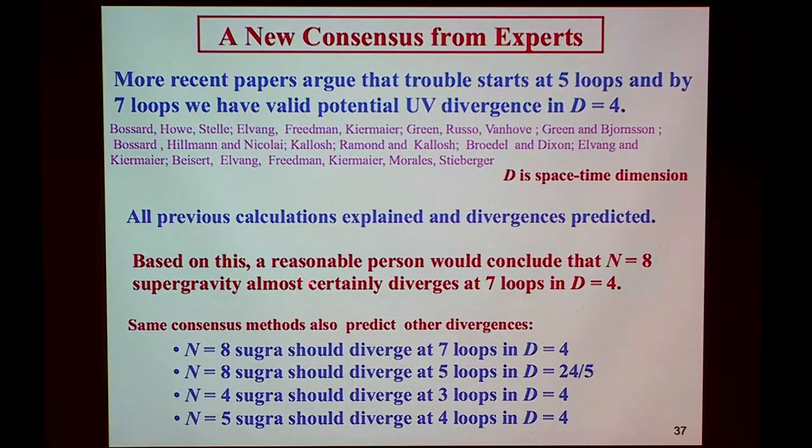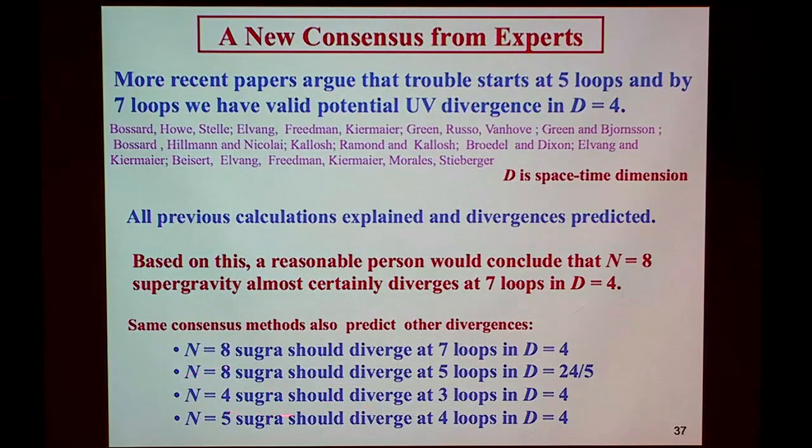Now, a reasonable person would conclude that N equals 8 supergravity almost certainly diverges at 7 loops in 4 dimensions. So D is the space-time dimension. When I say 4 dimensions, I mean space and time. In fact, these people did a lot of work and looked at different theories. N equals 8 supergravity should diverge in 4 dimensions. N equals 8 supergravity should diverge at 5 loops in 24/5 dimensions. Don't worry about that. We're theorists. We can work in any dimension we please, even dimensions that don't make any sense, but never mind.